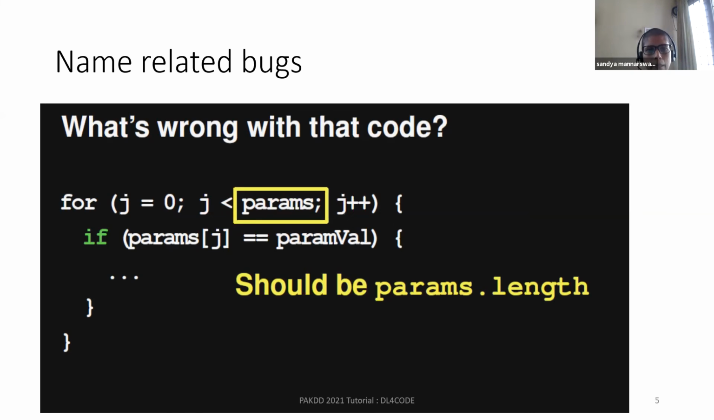So this is another kind of naming bug where you have a wrong operand. For the less than operator, instead of params.length being specified as an operand, the array params has been specified as an operand. So that is the problem here. So these are typically name related bugs.